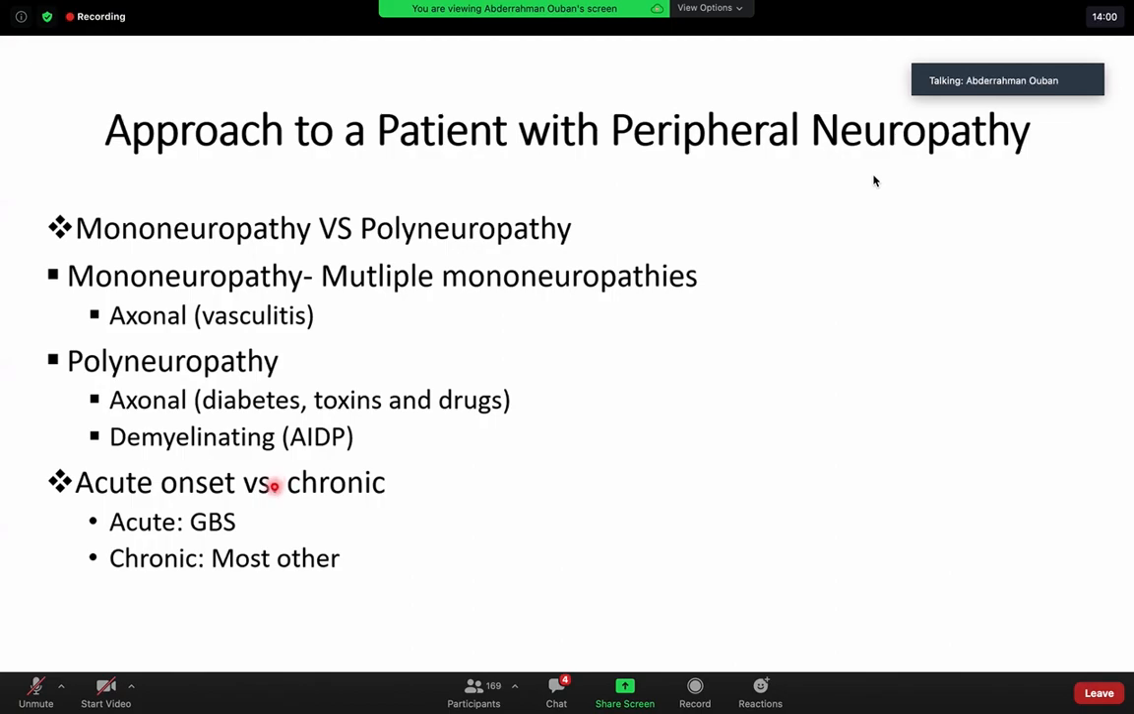All right. Now, another important distinction is between acute versus chronic. With the acute onset, number one on your list should be GBS, the Guillain-Barré syndrome. This is number one. And also neuropathy caused by vasculitis. Most other neuropathies are going to be chronic.